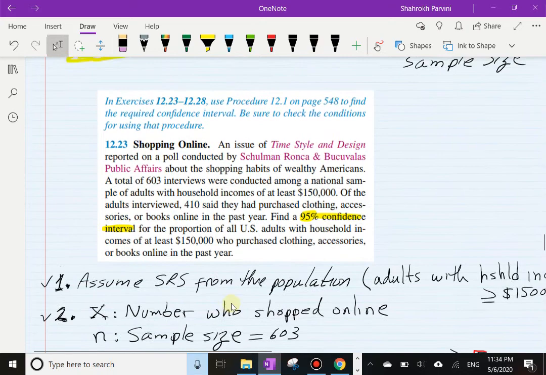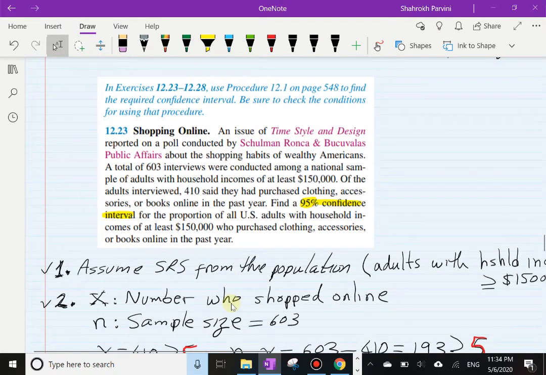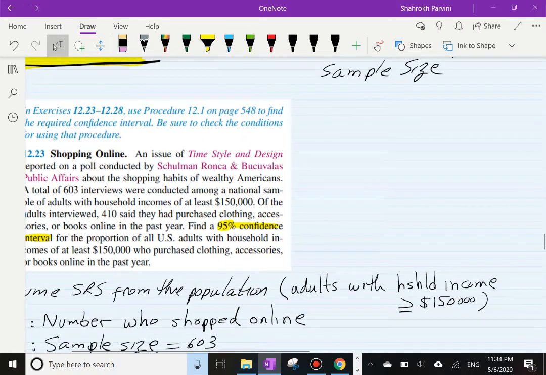Now, our assumption here is that we have a simple random sample from the population. And what is our population? Right in here: adults with household income of at least 150,000. So if we are not in that income category, then this does not pertain to us. They have a certain target population that they're researching.